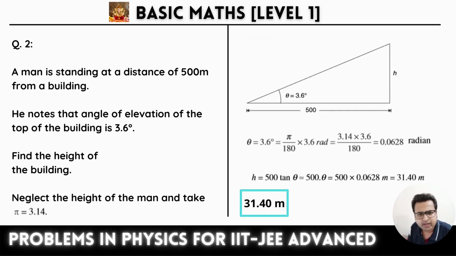So in objective type, you might be aware that you get an idea, because there will be four options. So you get an idea that your answer is around 31. So you can just directly tick. So you just have to put the values and you will get the answer 31.4 meter.